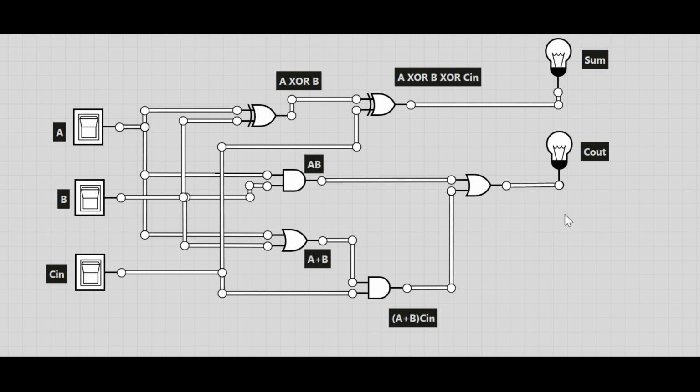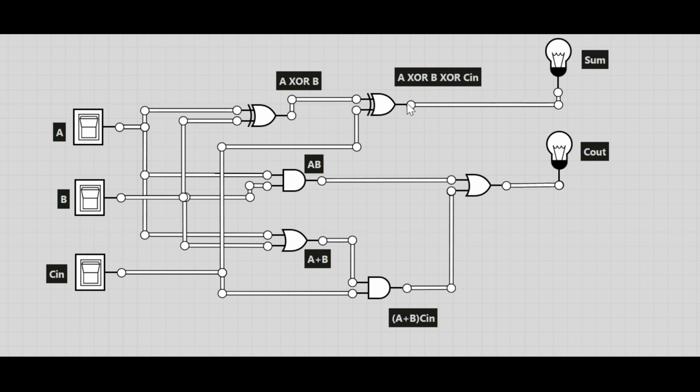This is the animation setup for the full adder circuit. I have drawn the circuit as per the logic diagram we explained in the previous session. Only one thing I have changed here. For the sum, it is A XOR B XOR Cin.